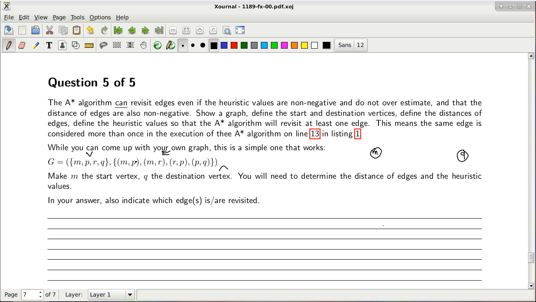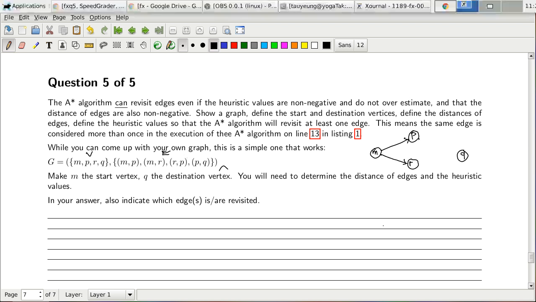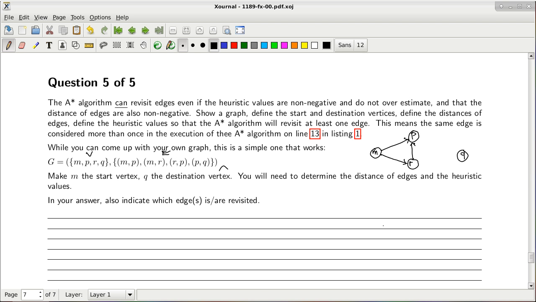So M goes to P. Okay, so M goes to P like that. M goes to R. So M goes to 2 different vertices like that. R goes to P, and then P goes to Q. So this is the topology of the graph, but you have to come up with the cost of the edges as well as the heuristic values, so that an edge is visited more than once.